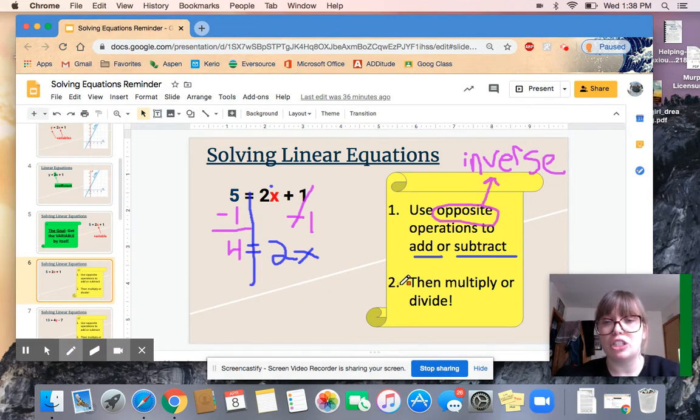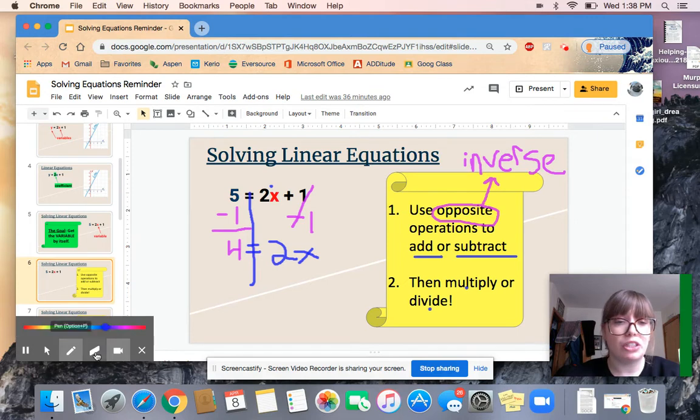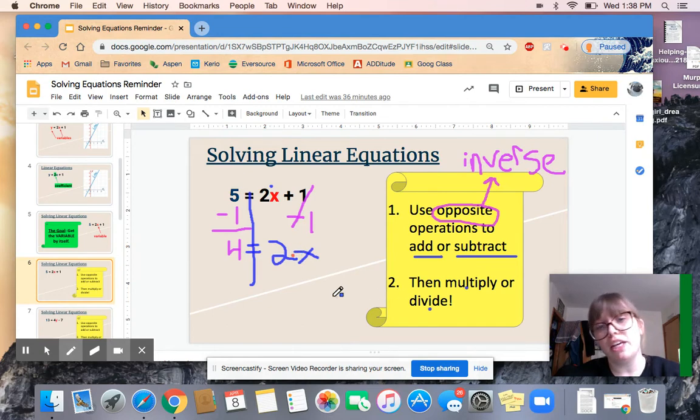So then I'm going to look to step 2, then multiply or divide. And I have to use my inverse operations again. So I'm going to go back and say, all right, I know that 2 and x are being multiplied together. What's the opposite of multiply? What's the inverse of multiply? Well, that's a divide. So I'm going to divide by 2 on this side.